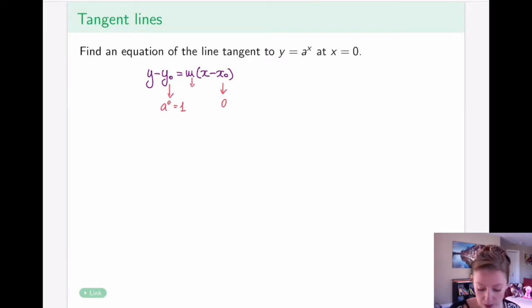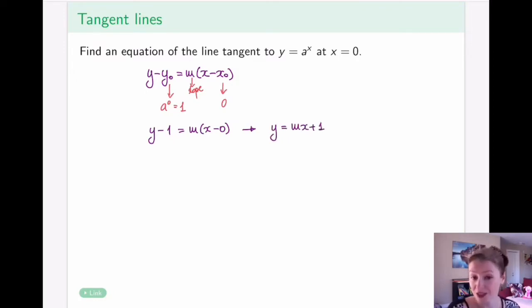And this m is the slope. Now, I don't yet know how to take the derivatives of exponential functions, so I will leave the slope value as just m. What do I have otherwise? I'm going to have y minus 1 is equal to m times (x minus 0), or if I expand it out, I'm going to have y equals mx plus 1.